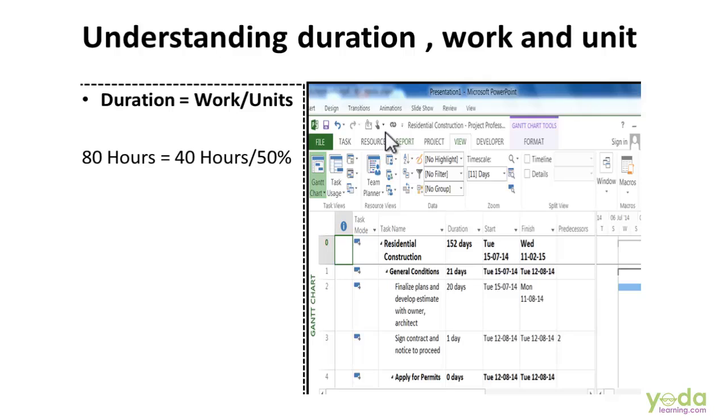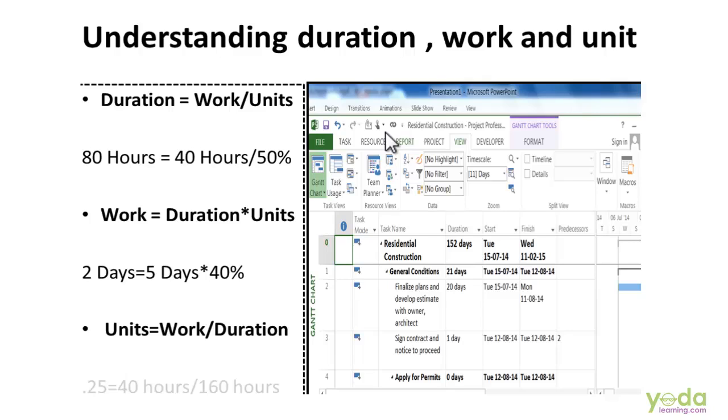Similarly, Project calculates units if you give it the duration and the work. Say you set the work at 40 hours and the duration at 4 weeks, which is 160 work hours. The percentage of the time the resource works on the task is 25%, shown here as 0.25.